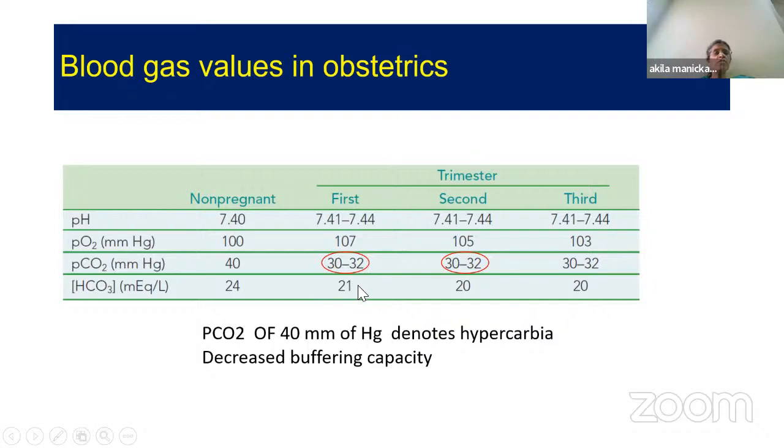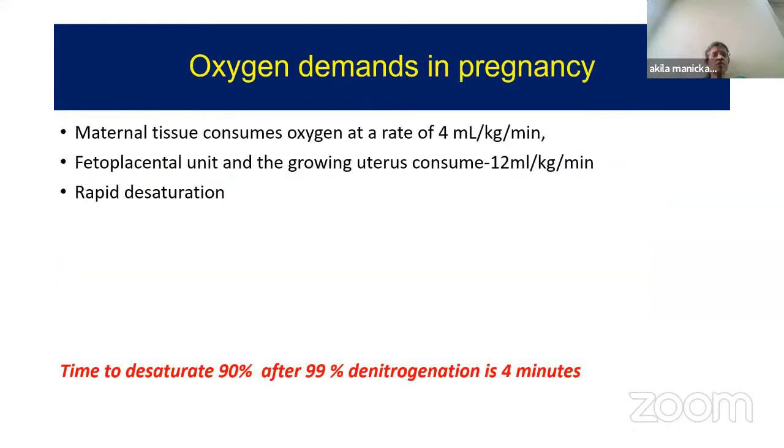And when there is some insult to the metabolic component in terms of acidosis or low volume, they are unable to compensate by their buffering capacity, because there is an inherent decrease in the level of bicarbonate. So whenever a small amount of acid load is given to this patient, their buffering capacity decreases.